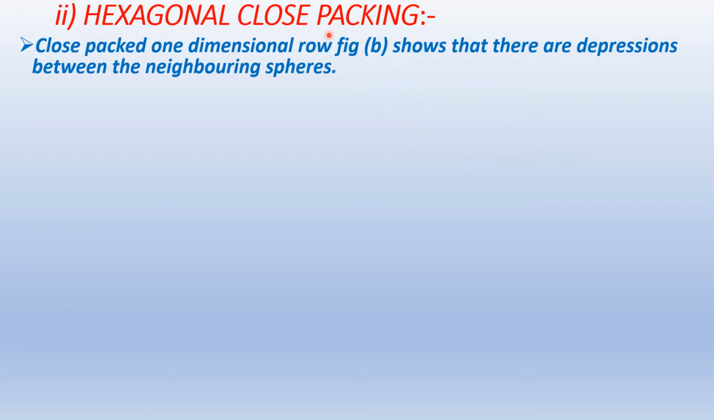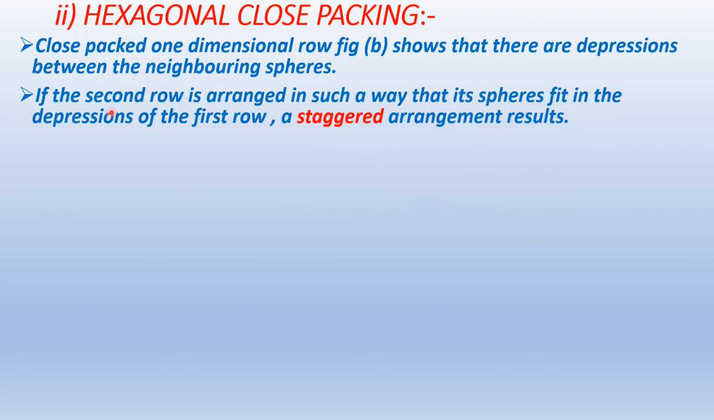Next, the second part, that is hexagonal close packing. In hexagonal close packing, the spheres are close packed in one dimension in rows. Like the first A type figure, you have to show that there are depressions between the neighboring spheres.